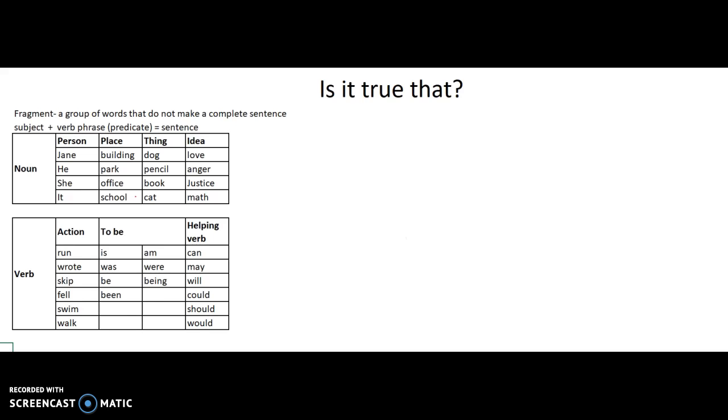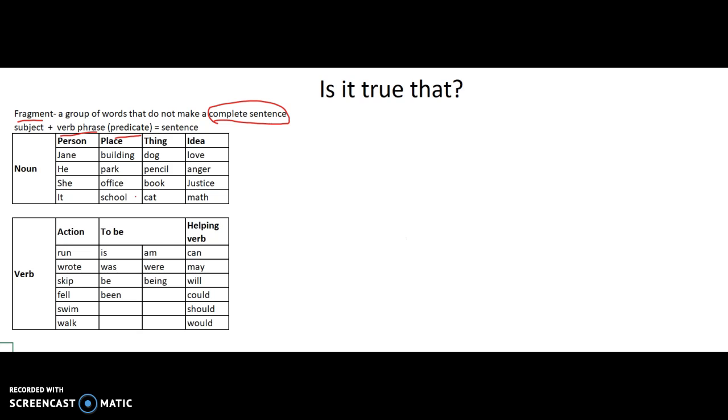In lesson 2 we discussed them, but I want to just clarify what they are. So the fragment is a group of words that do not make a complete sentence. This can be confusing. So there are two main parts to make a sentence complete. You need the subject and something called a verb phrase. Some of you may know it as the predicate. And those two parts equal the sentence.